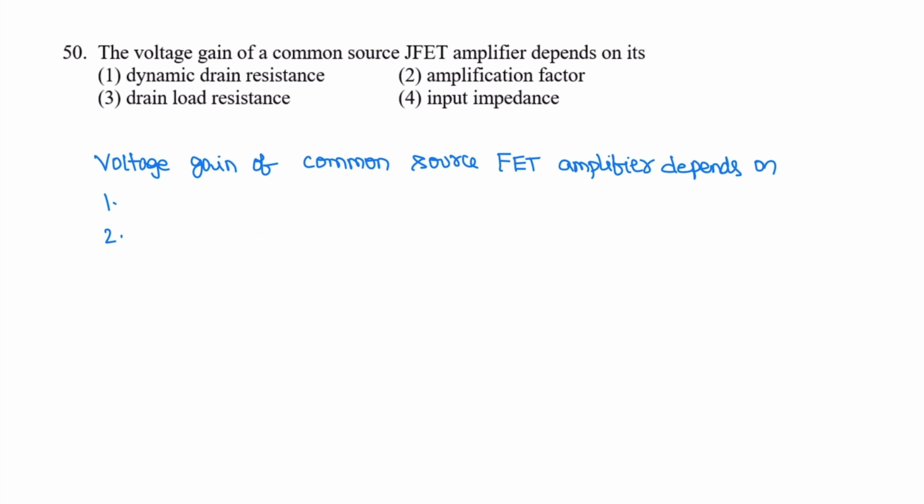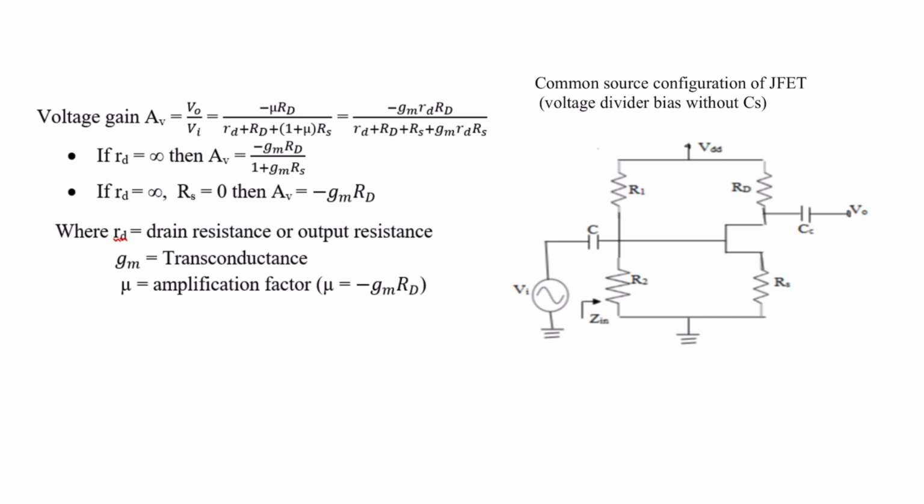Question 50. The voltage gain of common source junction field effect transistor depends upon its. So this is a circuit diagram for voltage divider bias, common source configuration, junction field effect transistor. The voltage gain of this common source configuration with voltage divider bias is given by this formula.